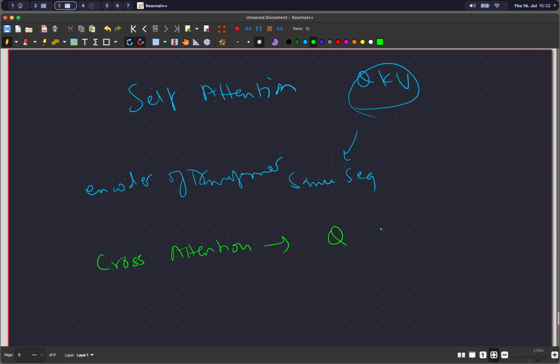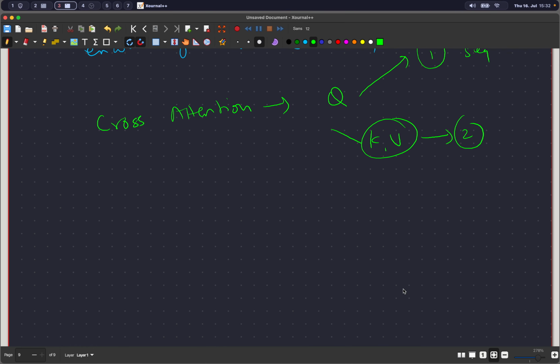Q may come from some different kind of problem statement, and K and V are coming from one other part of the architecture, right? So Q is from, let's say, the first sequence that we have. K and V are coming from some second, different sequence, and they are mostly used in the decoder part of the transformer architecture.